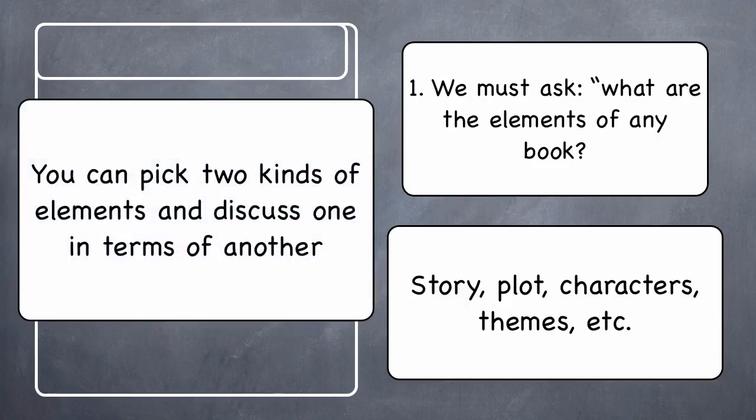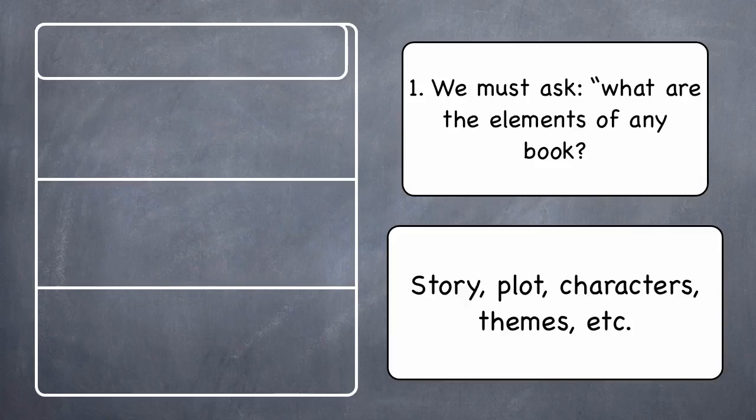Now, you can pick 2 categories of these elements, 2 of these elements, and discuss one in terms of another. So let's see how this would work. Usually I would teach you to simply identify the elements and pick one and then just use the power of 3. But in this case, I want you to pick 2 and then use the power of 3 for only one of them. Let me show you how this works.